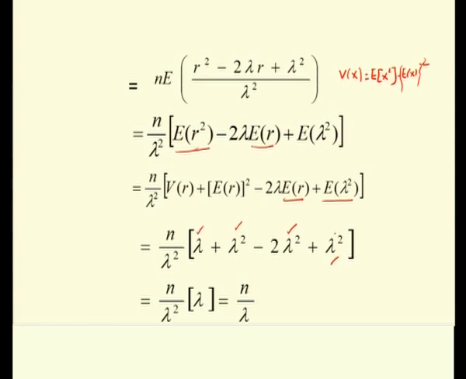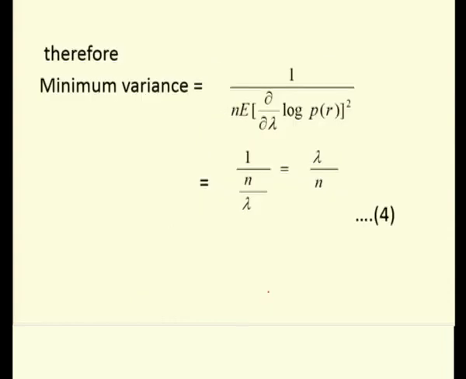Now, you find that lambda squared and lambda squared add up to 2 lambda squared, which gets cancelled with this term, leaving out only lambda. So, n by lambda squared times lambda is equal to n by lambda. Therefore, you got the denominator part as n by lambda, but you said minimum variance is equal to 1 by this particular term. So, it becomes 1 divided by n by lambda, which is lambda by n.